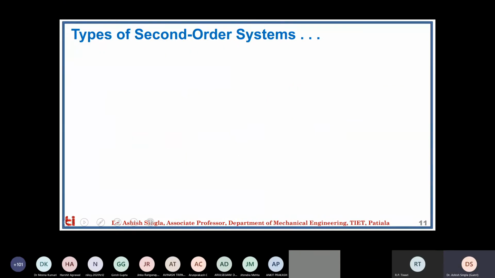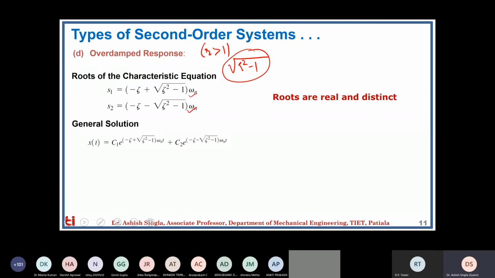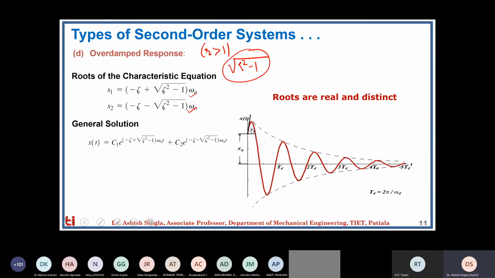Next we have the overdamped response, where the value of zeta is more than 1. In the expansion, we can retain this term as originally because now zeta is more than 1, so this is still a positive term. You can see over here there is no need for the introduction of iota. Both the terms are real. That's why the roots are real and distinct, and we'll get two solutions.